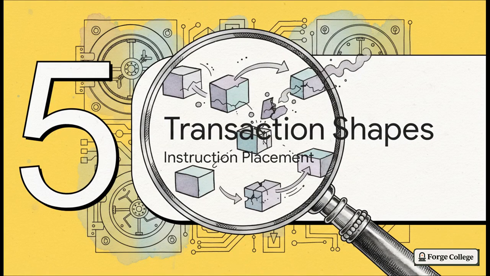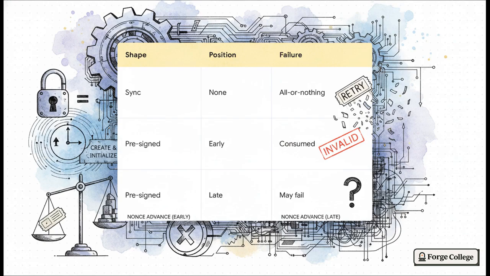Section 5, Transaction Shapes. Let's zoom in on the exact placement of our instructions. Okay, the shape of your transaction dictates everything here. In a synchronous, create and initialize setup, we don't even use a nonce. It's an all-or-nothing, totally retry-safe transaction.